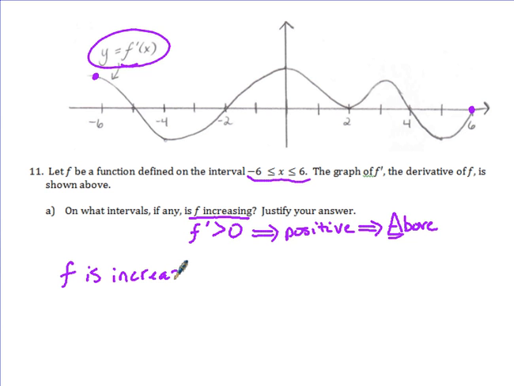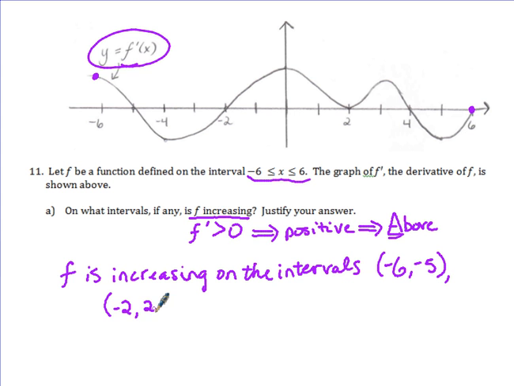F is increasing on the intervals, and then let's put in the intervals where f prime is positive. That would be -6 to -5, -2 to 2, 2 to 4. So f is increasing on those intervals, -6 to -5, -2 to 2, and 2 to 4. I went ahead and split up those two intervals because at 2, the derivative is actually equal to 0. It's not greater than 0, so we need to split up those intervals.